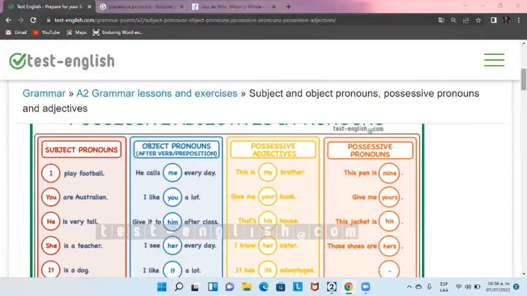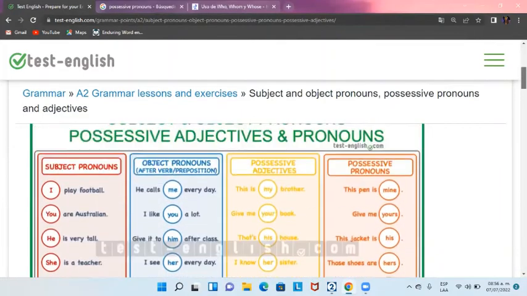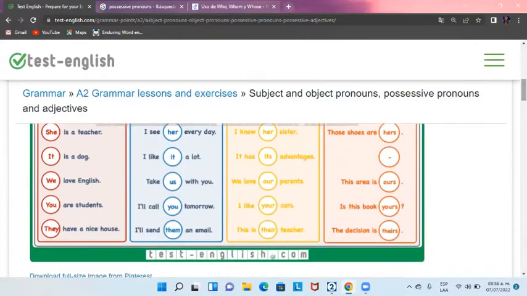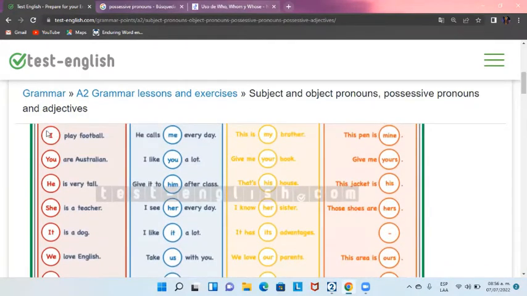So on the first line we have our pronouns. Do you remember that a pronoun is replacing the person? Instead of saying David, we can say he. Instead of saying Mariana and Fabiola, we could say they. It's replacing. For example, we can say I play football. Everyone knows what that I means. You are Australian. Exactly, you know what is you.